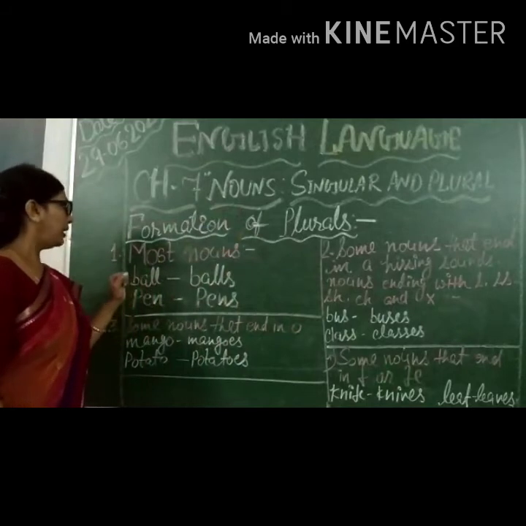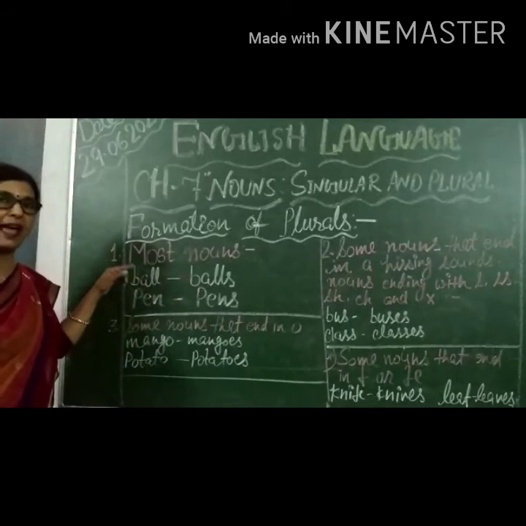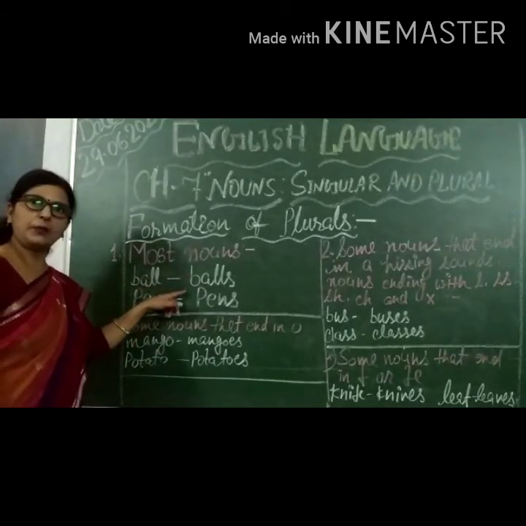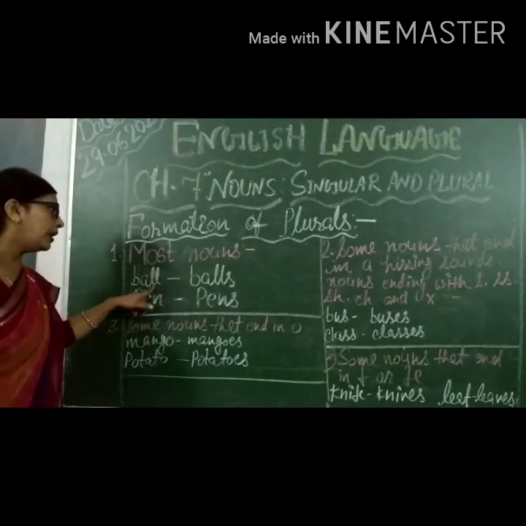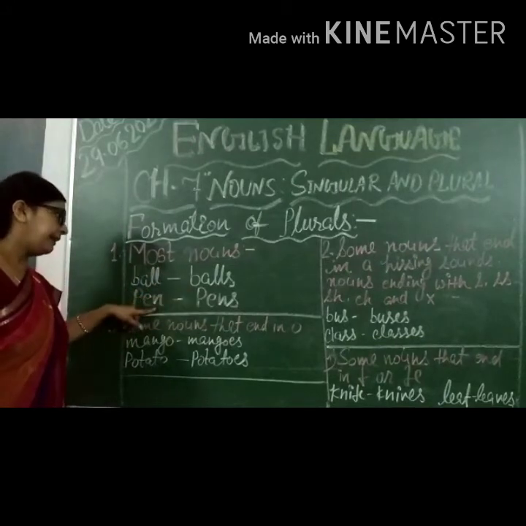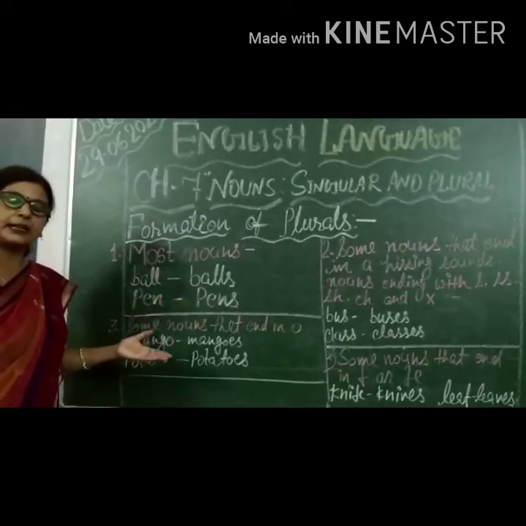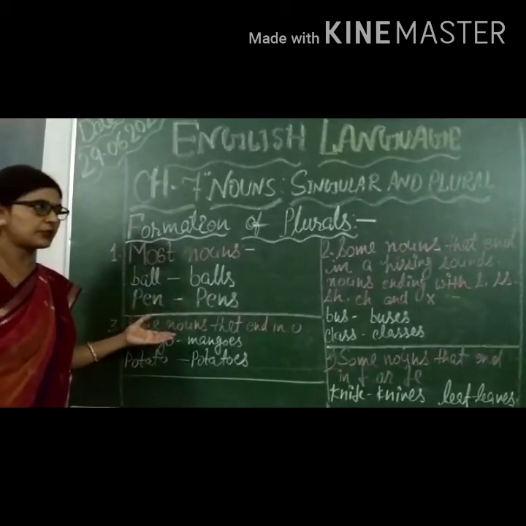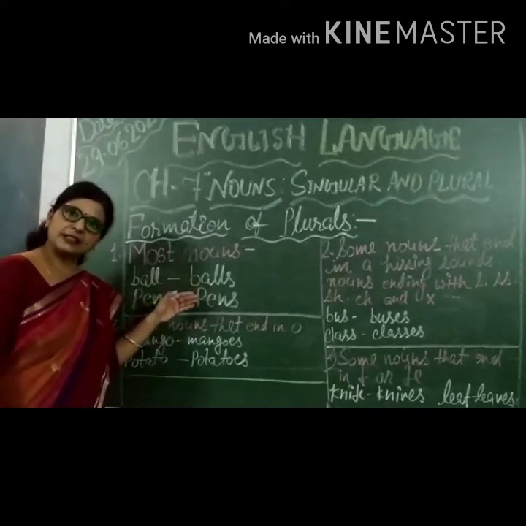Rule number 1. For most nouns we only add s to make the plural nouns. For example, you can see here ball, balls, pen, pens, chair, chairs, table, tables. So many examples are also here. So mostly we use only s.